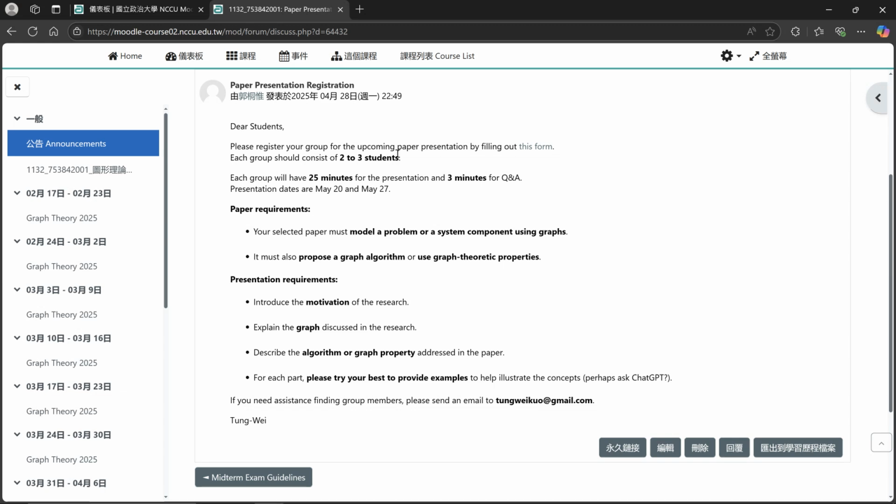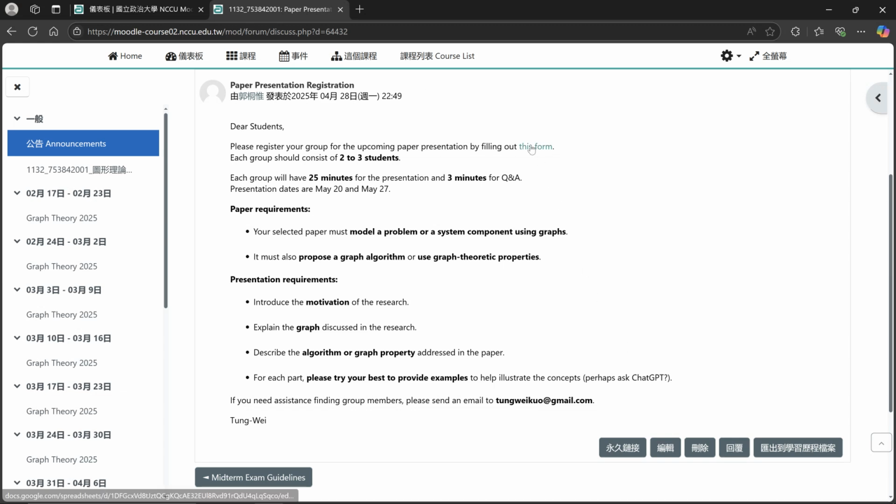And then the algorithm and graph property, okay? So here, you don't need to explain the correctness or proof or analysis, okay? Because you only have 25 minutes, and the goal is not to present proof or analysis. The goal is to introduce some application of graph theory, okay? Right, and for each part, it is better to use examples to illustrate these ideas, okay?